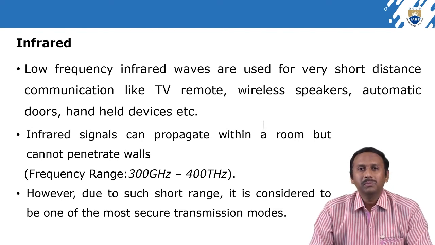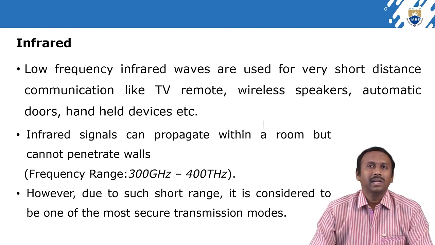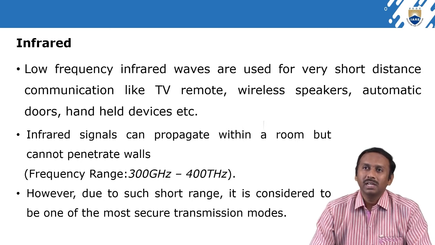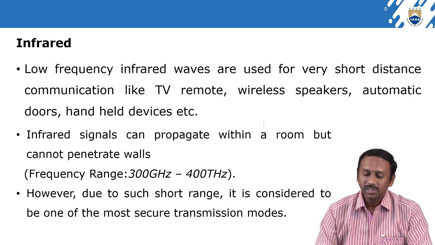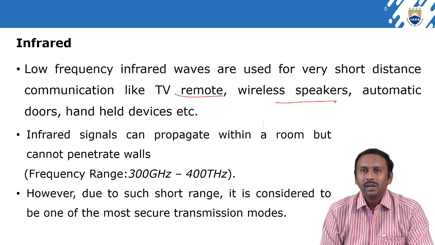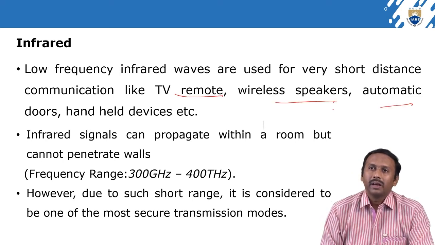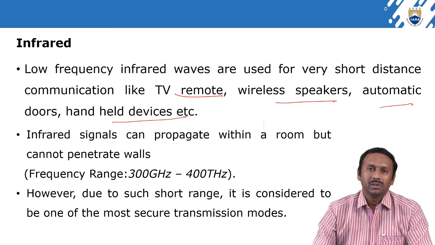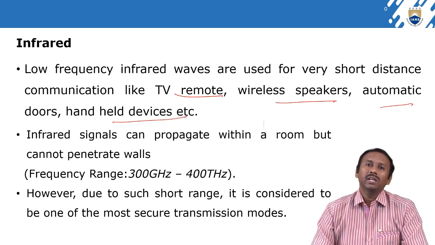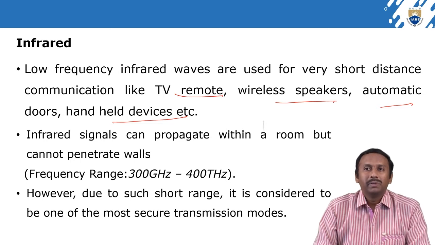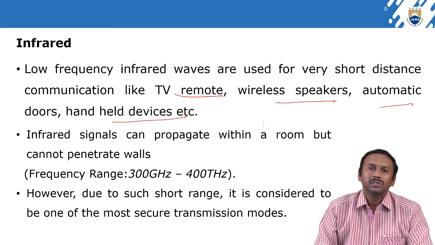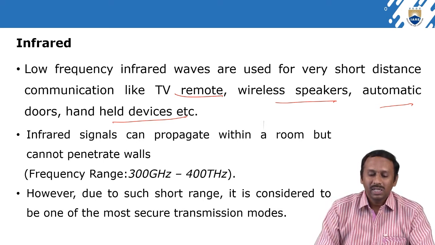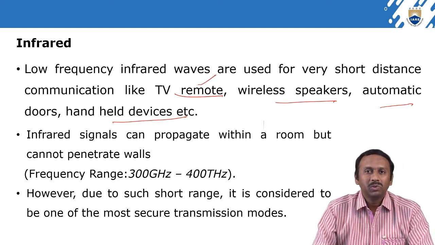And the next important one is infrared. This is very simple and interesting. Low frequency infrared waves are used for very short distance communication like TV remotes, wireless speakers, automatic doors, and handheld devices. Infrared is a very good communication method, but it can be implemented only over very short distances. That's why it is used in the TV remote, isn't it?